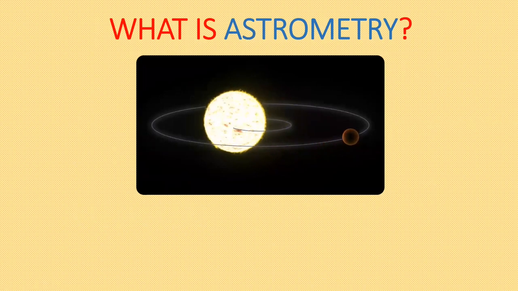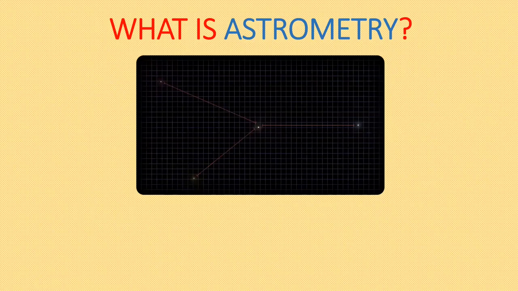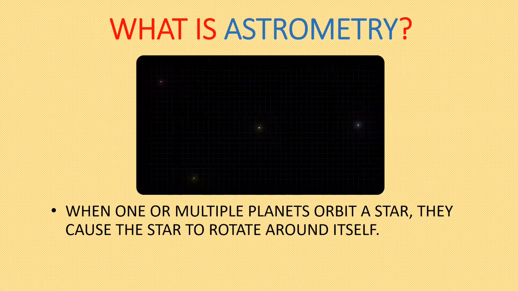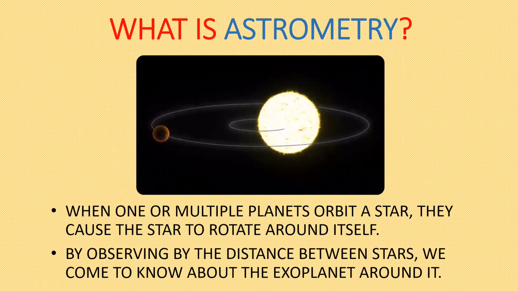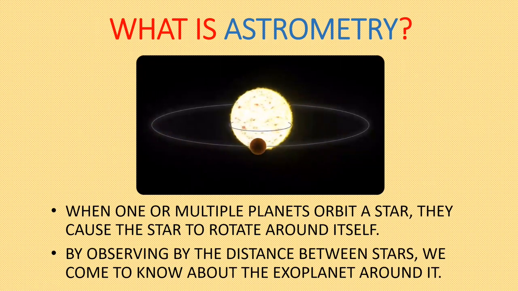The third method is astrometry. When we observe the star, we can also find out the distances between the nearby star and that star. By this, we can find out that an exoplanet is rotating around it. So this is also an important method used in finding exoplanets.